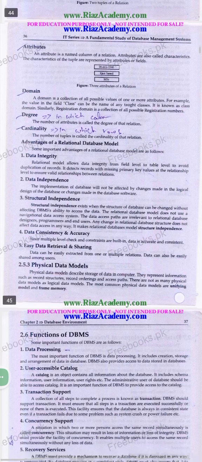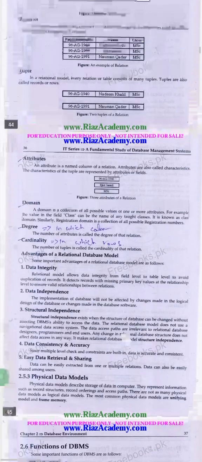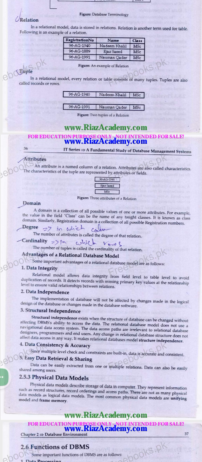Okay. Next we have the degree. Degree means the number of attributes. Okay. Cardinality is the number of tuples, the number of rows. Number of attributes means number of columns. Number of tuples means number of rows, and this is called the cardinality. So if we have a table, we can easily calculate the degree and the cardinality of the table.